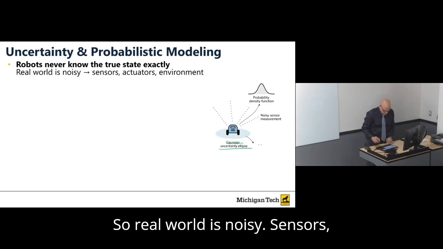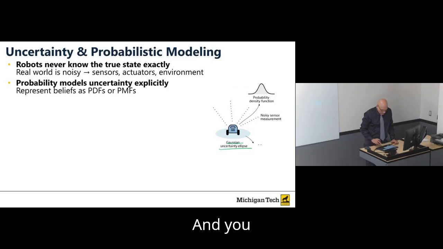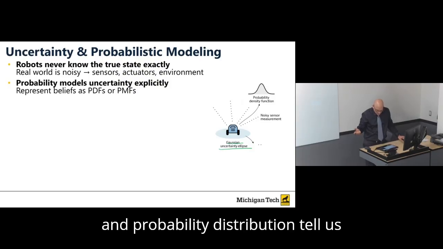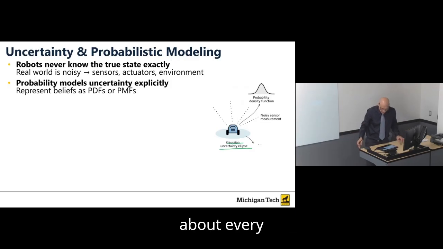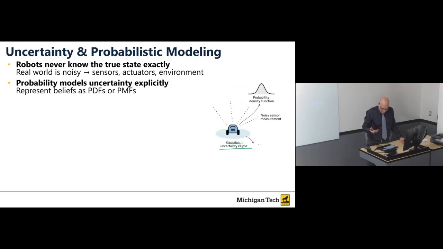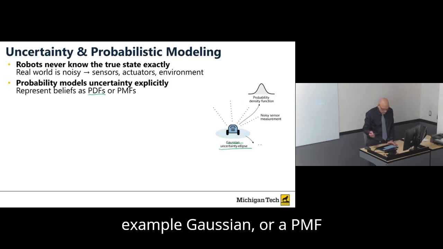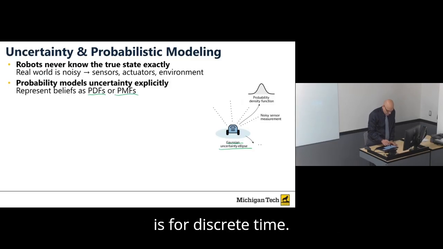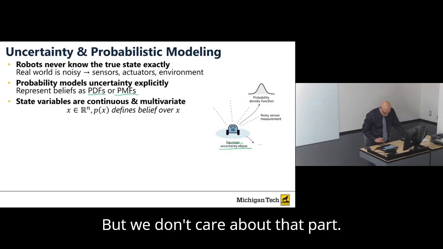So the real world is noisy: sensors, actuators, environment, all of them. And a probability distribution tells us how confident we are about every position that we have. So confidence comes from the probability distribution. A probability distribution in continuous time is called a PDF, like Gaussian, or a PMF for discrete time. But we don't care about that part.